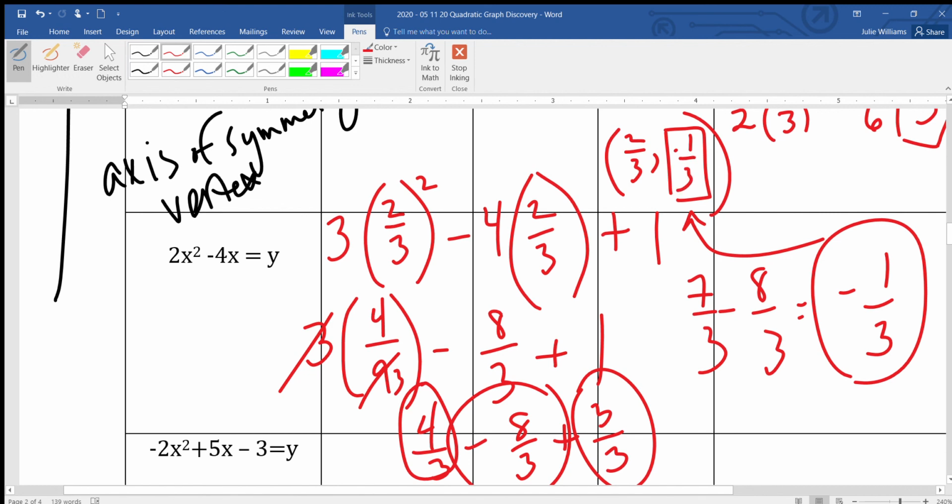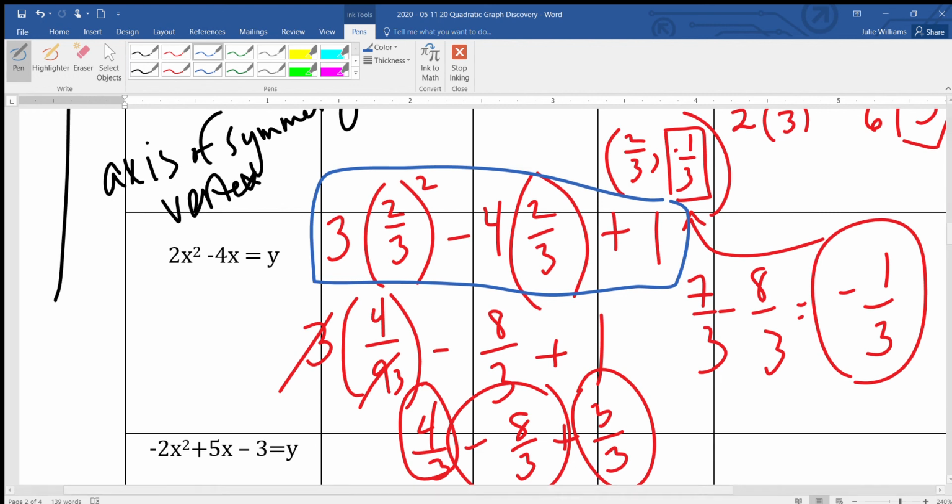Again, if it were me and I was asked to do this, I would put this whole expression into Desmos and let it do the work for you. You can do it. I know your brains can do it, but I would use the calculator.